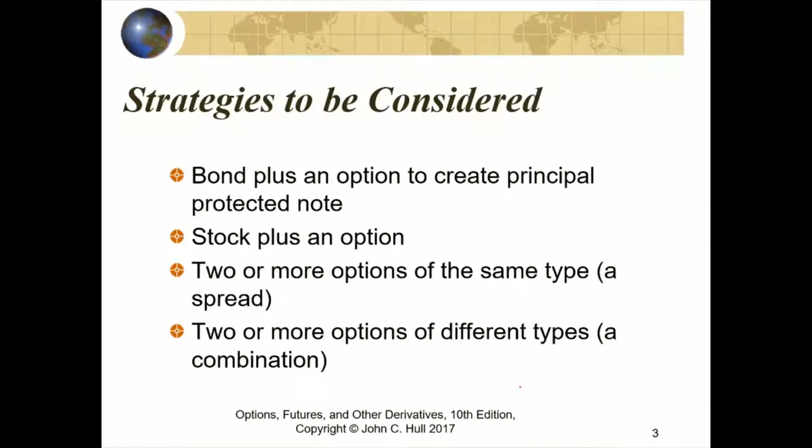The third type of strategy is called spreads, and it is basically two or more options of the same type, so two or more calls or two or more puts. The last type is called combinations, and combinations involve two or more options of different types. So for example, a call option and a put option, two calls, one put, and so on.